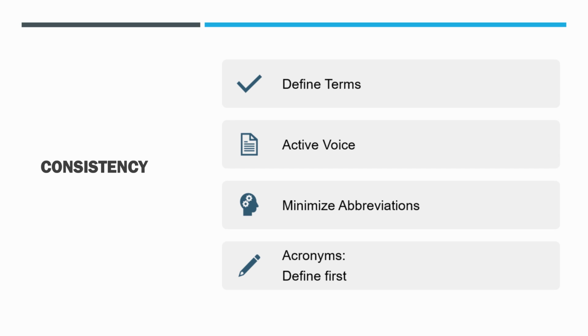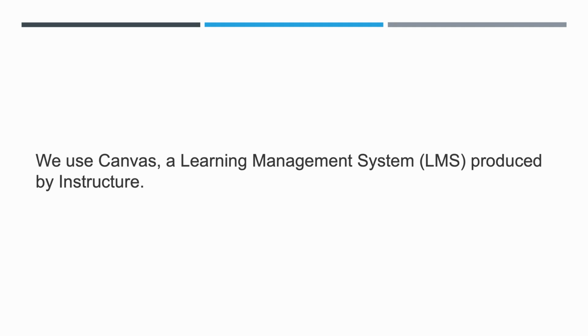Clearly define acronyms in the documentation so readers understand the words that the letters represent. Spell out the words the first time a term is used, with the acronym in parentheses. After the initial presentation, use the acronym by itself, with no parentheses. For example, we use Canvas, a learning management system, produced by Instructure.